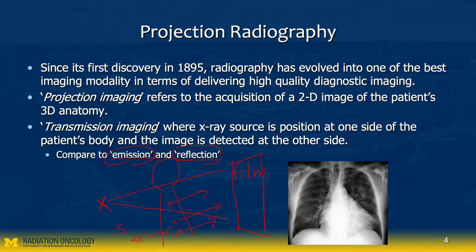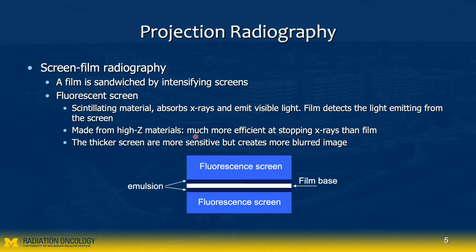So in projection radiography, as you see here, what we have is a chest X-ray, and it is projection imaging and also transmission imaging. The X-ray source was outside of the patient's body. So what does this film look like? We call it screen film radiography.